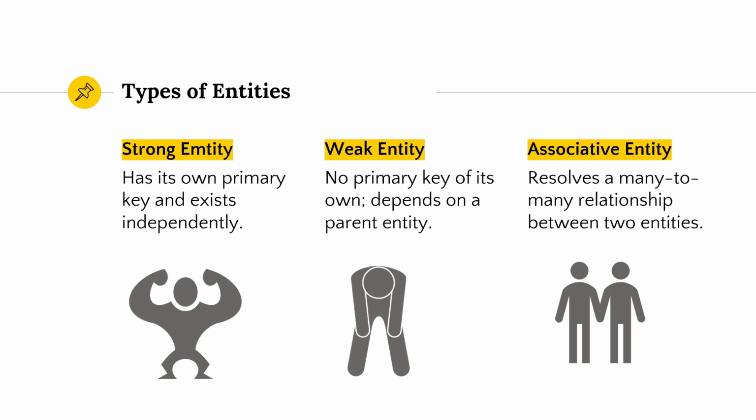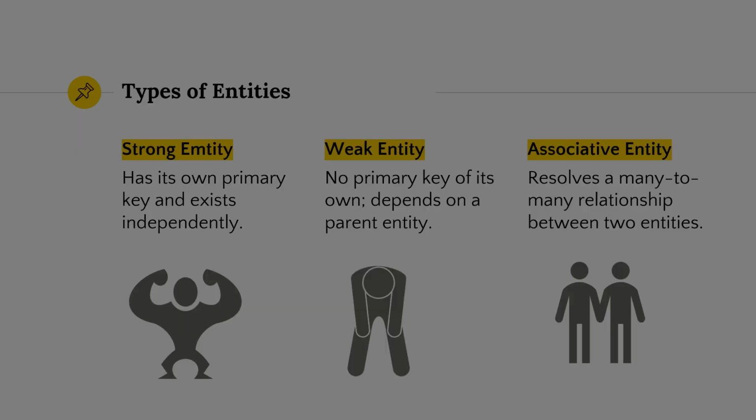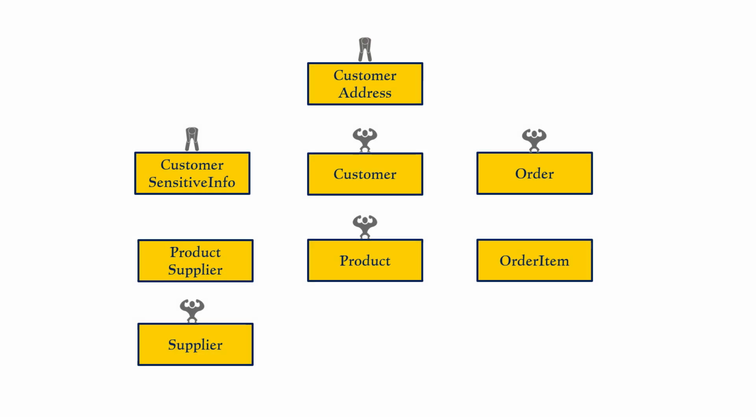The third type is an associative entity. An associative entity is used to resolve a many-to-many relationship between two entities. For example, in our retail system, a product can be supplied by multiple suppliers, and a supplier can supply multiple products.